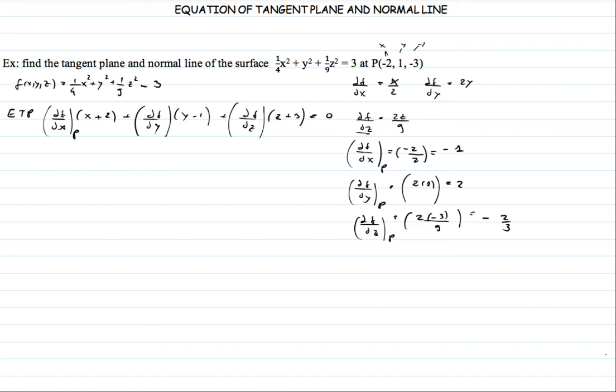Now what we do is replace these partial derivatives, which are all at point P, by the values that we have found. For the first part, we have minus 1 times x plus 2. Plus the second part, 2, which is the value of the derivative with respect to y, so 2 times y minus 1. And the last part is minus 2 by 3 times z plus 3. All of this is equal to 0, just replacing these values by the actual values at that given point.